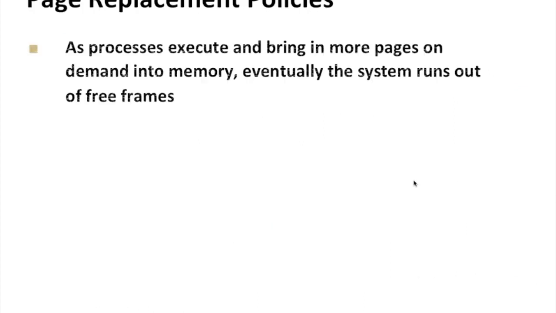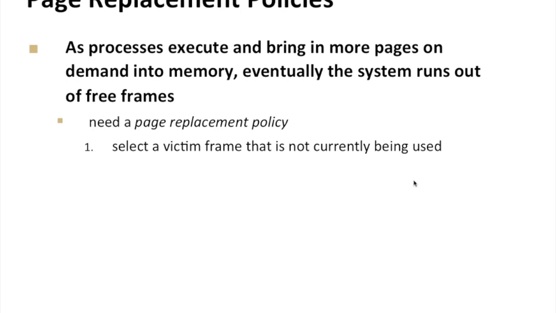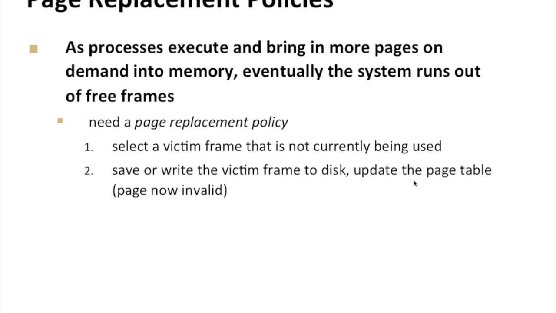There are a number of different page policies that we can use, but what it wants to do is to bring in more pages on demand, and we run out of those free frames. So we need to have that policy that tells us how we pick which frame is going to be evicted. We need to select a victim that's not currently being used. If we tried to take one out that was being used, we'd have to immediately swap it back in. So we want to pick the best one to be taken out.